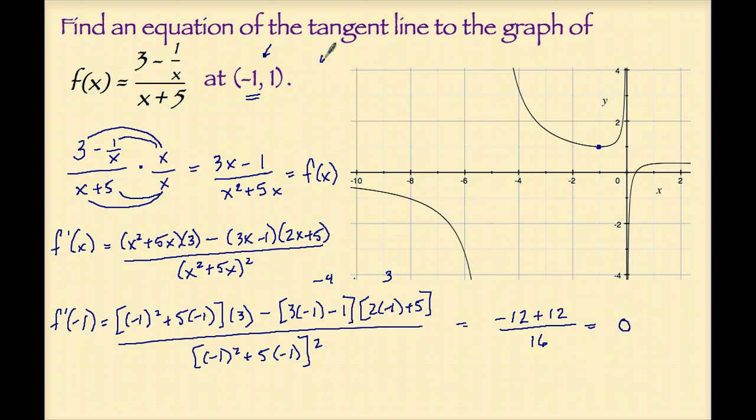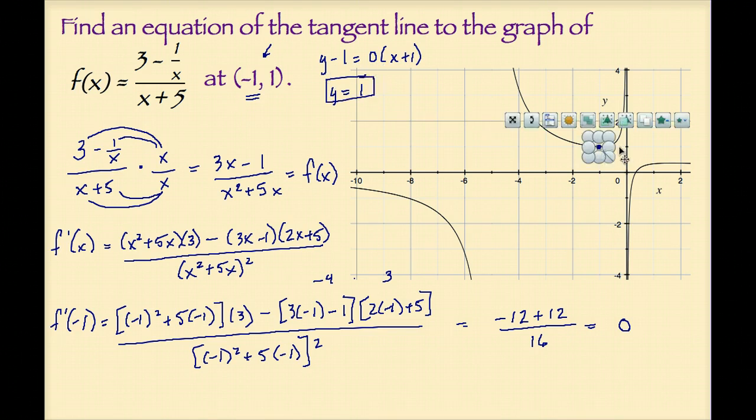We're going to use point slope form. y minus 1 is equal to the slope 0 times x plus 1. And of course, the equation of the line that we're looking for will be y equals 1. So it'll be a horizontal line at this point. See if I can grab it here. There it is. And there you have it.